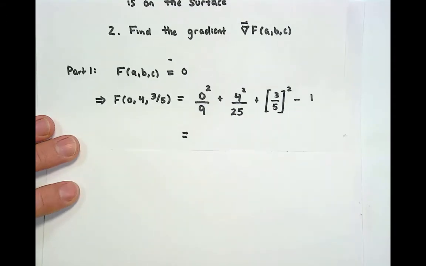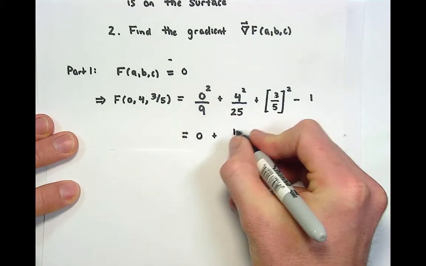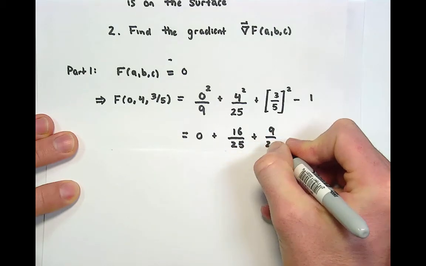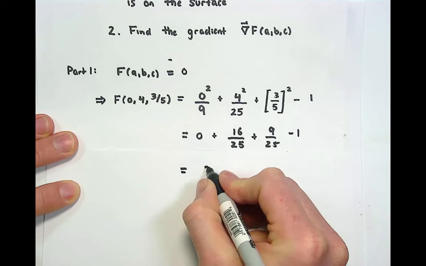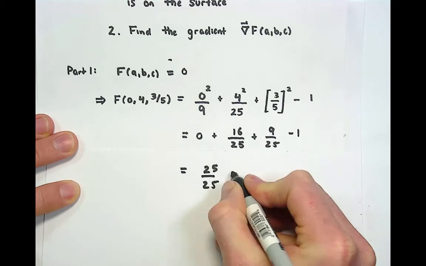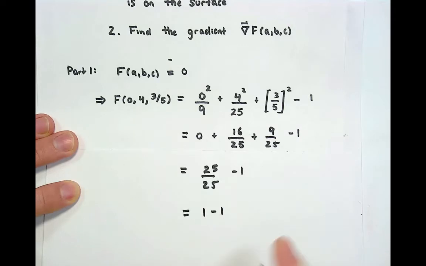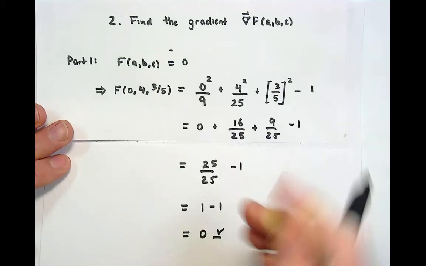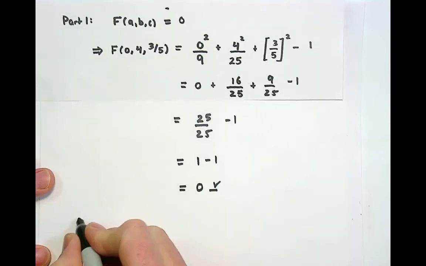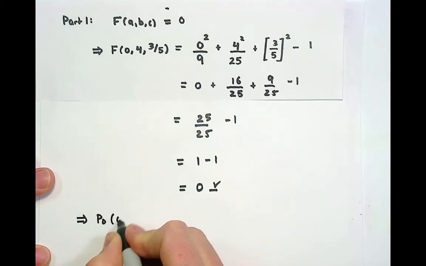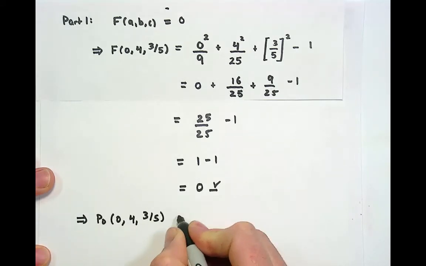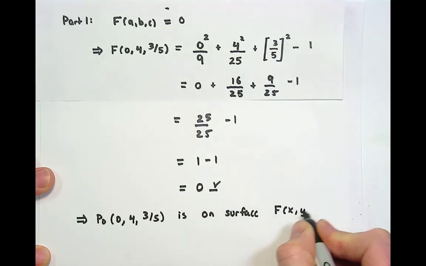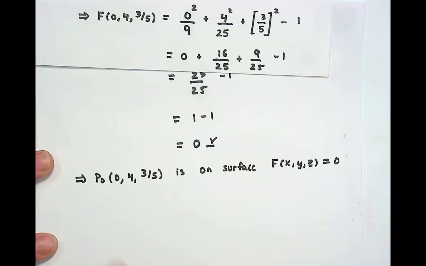For those of you fast viewers, you probably see what's happening. Alright, so here we go. 9 divided by 25 minus 1. And then we've got something like 25 divided by 25 minus 1. And indeed, the hardest problem that we solved so far is to figure out what 1 minus 1 is, and it looks like 0. So indeed, this point is on our surface. We conclude that the point P0 of 0, 4, 3 divided by 5 is on the surface that's defined by f of x, comma y, comma z equal to 0.